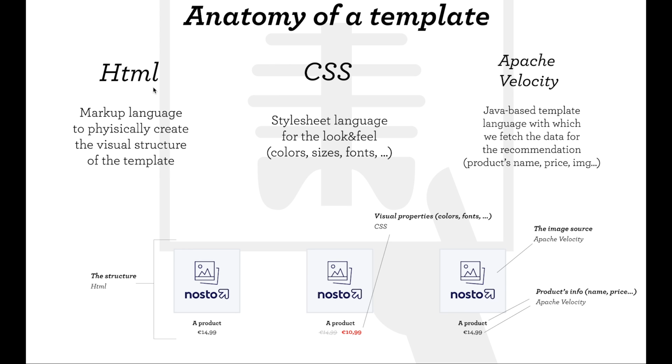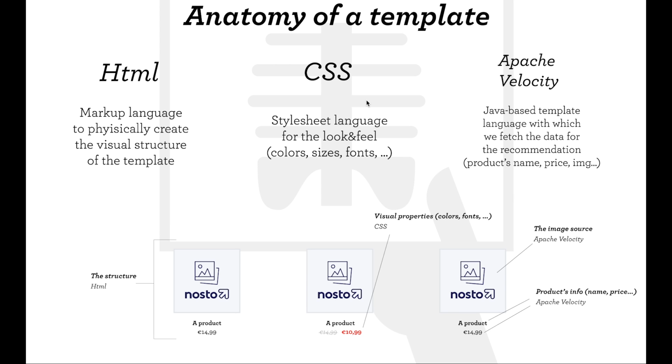HTML, as you probably know, is a markup language with which we physically create the visual structure of the template. So for example, the placeholder where we inject the image, the typography, paragraphs and spans, the paddings, the spacing, how many elements, and so on. With CSS, the style sheet language, we beautify the look and feel of the slots. So we choose the colors, the font weights, the font families, the sizes, and so on.